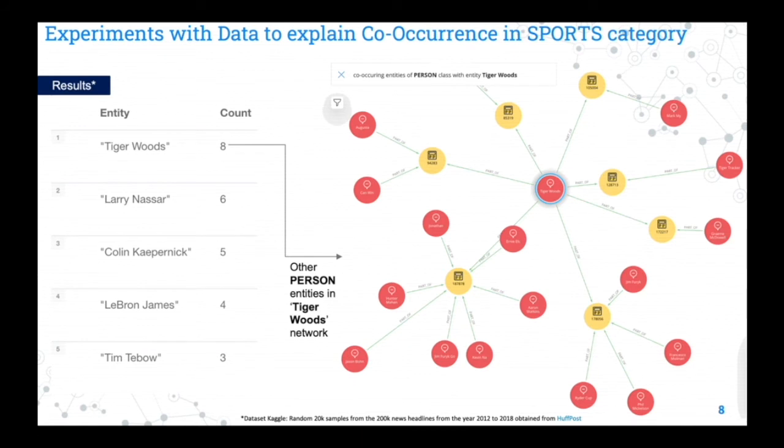This is another example where I'm trying to find the top person entities that occur in the sports category, and then I would want to understand, for the topmost entity, which are the co-occurring entities in a certain class. In this particular example, Tiger Woods being the topmost entity in the sports category, which other person entities occur with Tiger Woods? So this is that network, and like you see here, this is again a parameterized query wherein I'm trying to find co-occurring entities of person class with the entity Tiger Woods. I can change this person class to org type or any other type. I have roughly 15 different types that NER was able to identify, and I could find that network of entities, right? So this is another way you can use this loaded, graph-connected information in Neo4j.